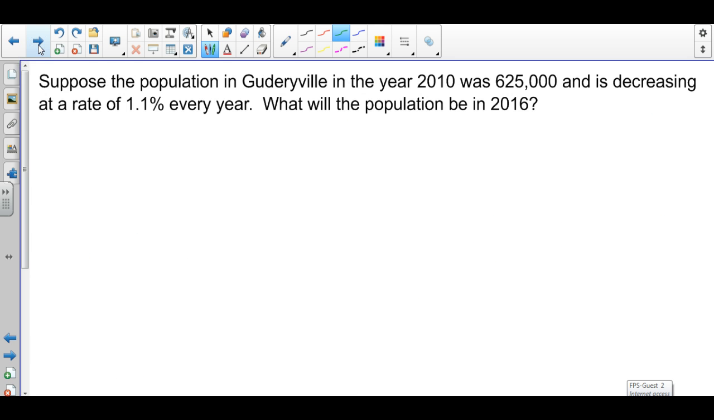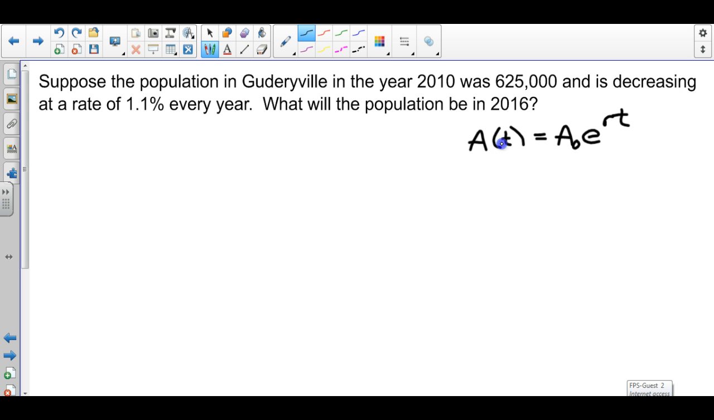Next one is going to be a population problem. Suppose the population in the grand city of Gooteryville in the year 2010 was 625,000 and is decreasing at a rate of 1.1% every year. What will the population be in 2016? So I'm going to write down the population equation, which we are going to use. What's the variable? We can use A of t again for population, and we're going to use A naught times e to the rt.